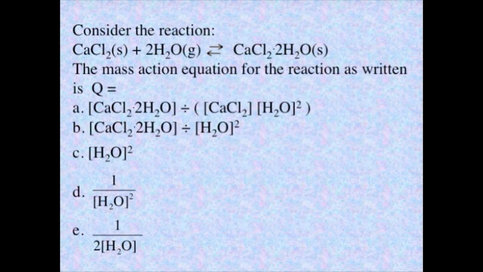So let's consider a couple of concept questions. Here you have a reaction, solid calcium chloride plus gaseous water yields solid hydrated calcium chloride. What's the mass-action equation for the reaction? Think about it, choose an answer, come back, and we'll discuss it. Okay, you have the solid calcium chloride and the solid hydrated calcium chloride, neither of which will appear in the mass-action equation. You just have the gaseous water on the reagent side. So that's going to be 1 divided by [H2O] squared.